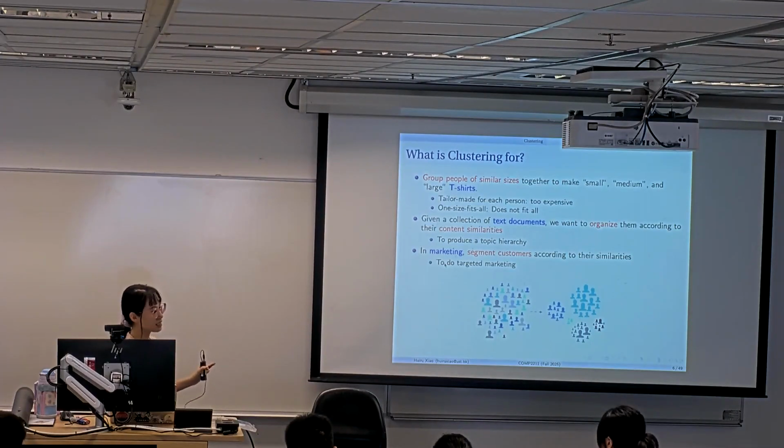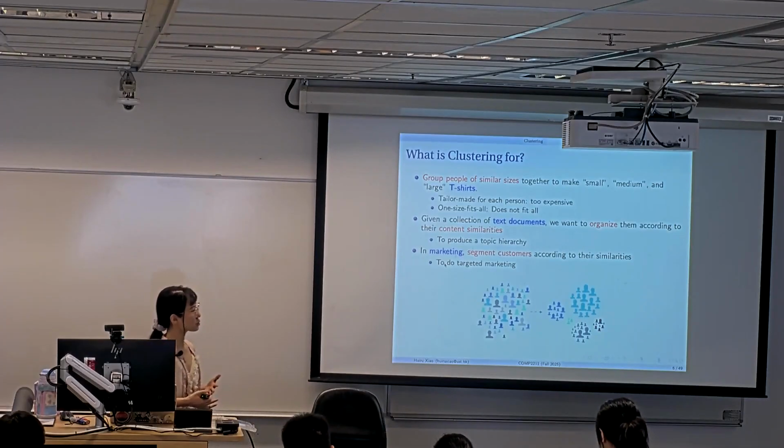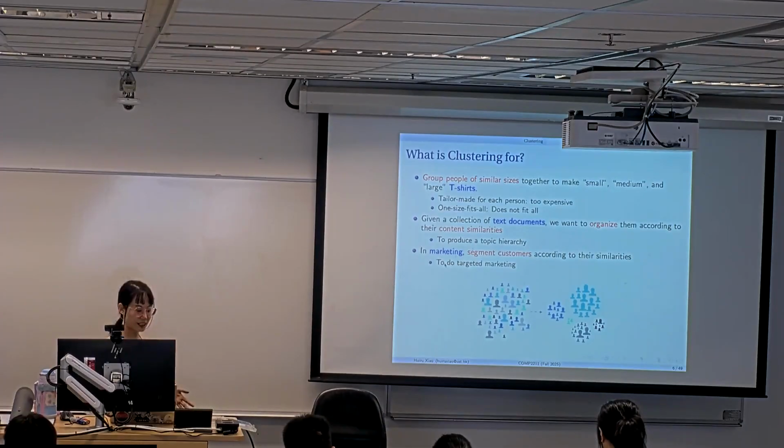In marketing, usually they just segment the customers according to their similarities to do some targeted marketing. So that, okay, now focus on different groups of people. Possibly you can show different advertisements to them. But these are the clustering for in the real world applications.